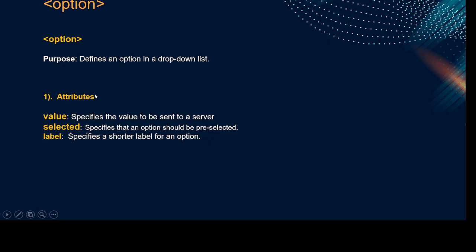The attributes of this option are value, selected, and label. Value defines which value you want to send to the backend, to the server. Selected means which option you prefer to be selected by default for the first time. Label just specifies a short label for an option. For example, if you have a long label or a long option name, you can define the label as a shorter name here.